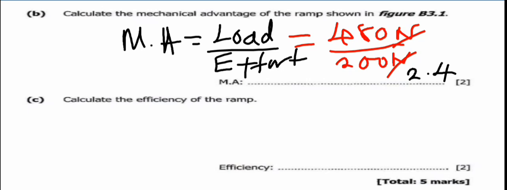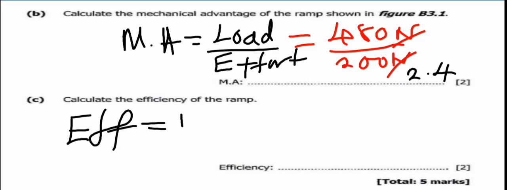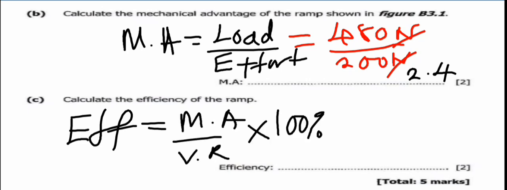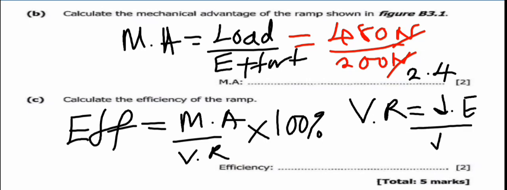Then C is saying, calculate the efficiency of the ramp. Efficiency is equal to mechanical advantage divided by velocity ratio multiplied by 100%. Now on this part, do we have the velocity ratio? We don't have the velocity ratio. So let me give you the formula for calculating the velocity ratio. Velocity ratio is equal to the distance moved by effort divided by the distance moved by load.